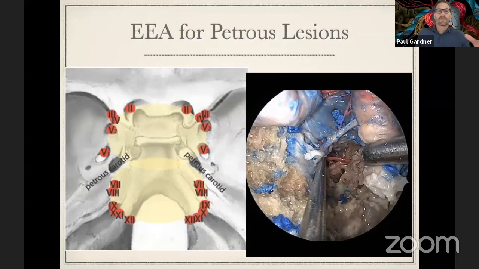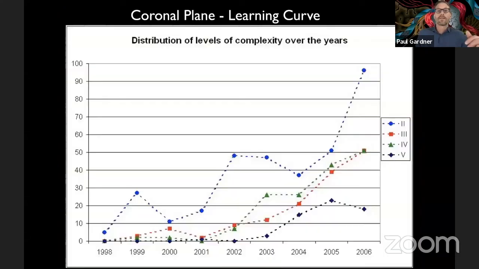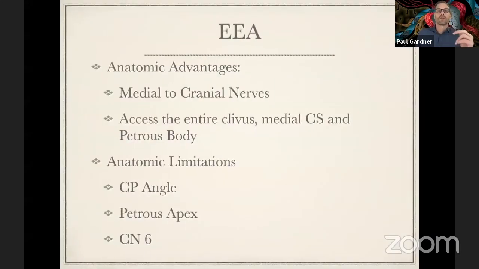Here's the neurovascular limitation for endonasal approach, and here's the learning curve. This is our own institution very early on. You can see these level 5 approaches at the bottom were never even attempted very early on, and that's a very important lesson. You can destroy your practice by trying to jump too far ahead in your own learning curve.